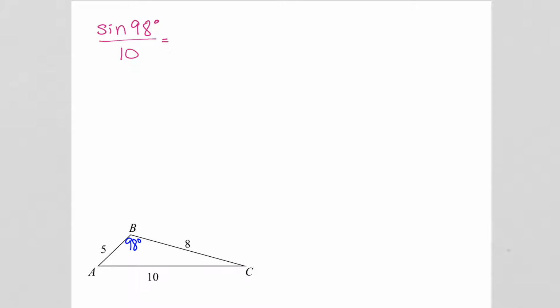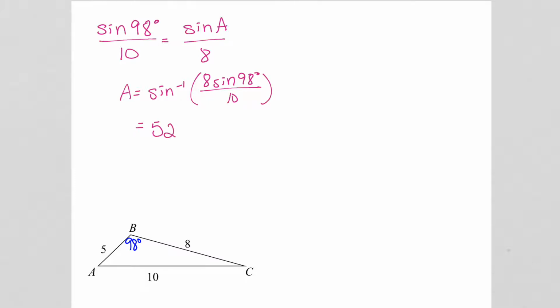And let's find angle A. So sine of A over 8. So cross multiply, divide. A will be the inverse sine of 8 times the sine of 98 degrees over 10, which is 52 degrees.